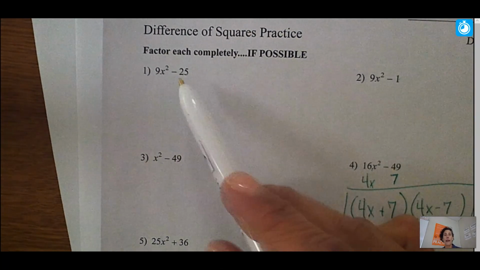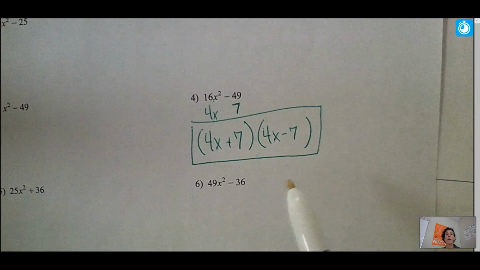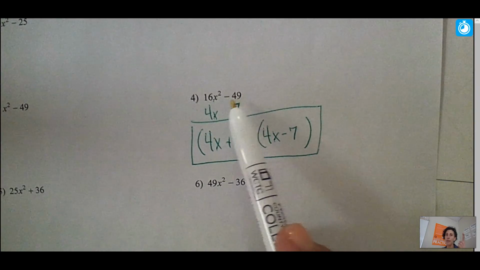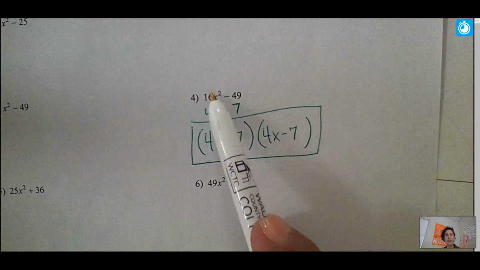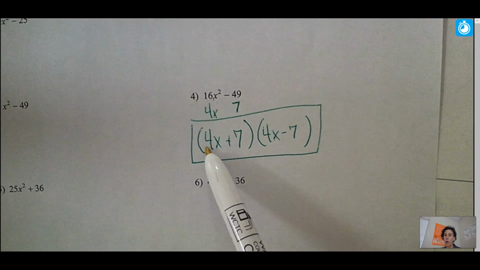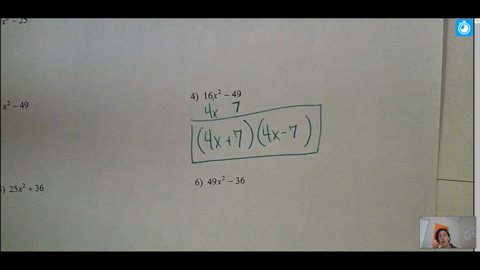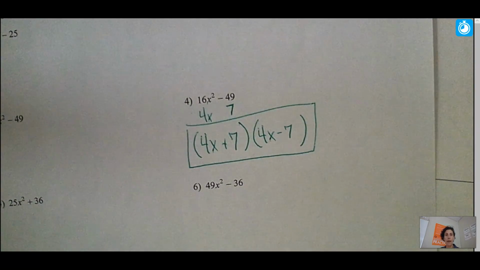It says factor each completely if possible. So I ended up doing 2 problems with my class. I'm just going to share those 2 problems with you. So this is all a difference of squares. It's 2 terms. Check. It's a difference. That's the second thing we need. And these both were perfect squares because I could find their square roots. And then I made one 4x plus 7, one 4x minus 7. And then we're done. I don't want you to multiply these 2 together to get back here. We don't need to check our work on this.